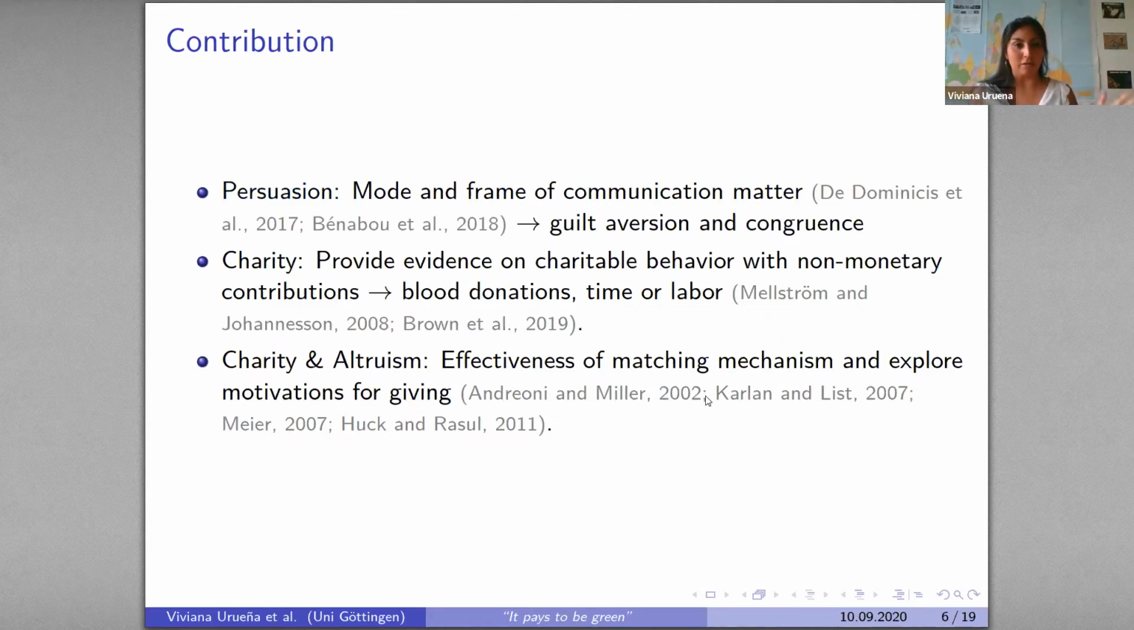So basically, we contribute to 3 different strands of literature. First, the literature on persuasion, because we show that the mode and frame of communication matter. In particular, we explore these channels of guilt aversion and congruence. In addition, we add to the literature on charity because we provide evidence on charitable behavior with non-monetary contributions. As I said, the local population was donating effort. And we also contribute to the literature on charity and altruism because we look at the effectiveness of the matching mechanism, and we explore the motivations for giving when this matching changes.